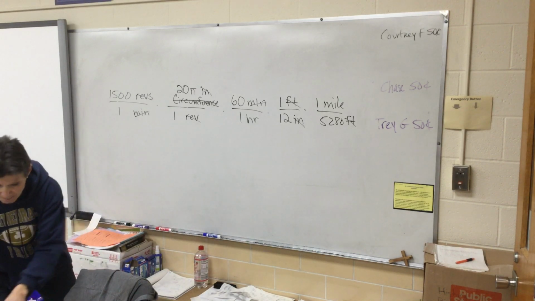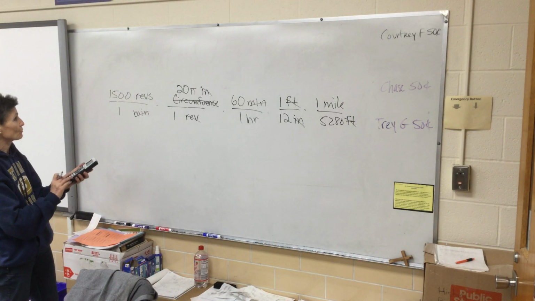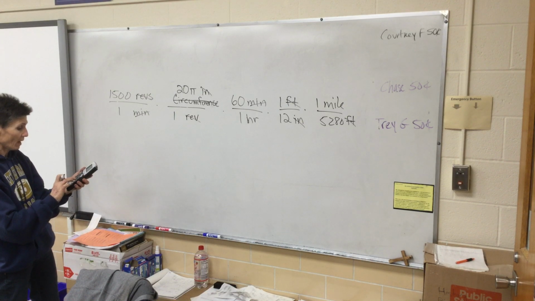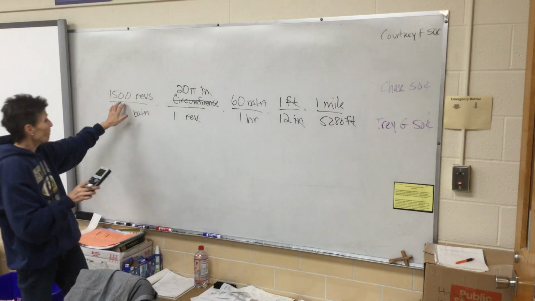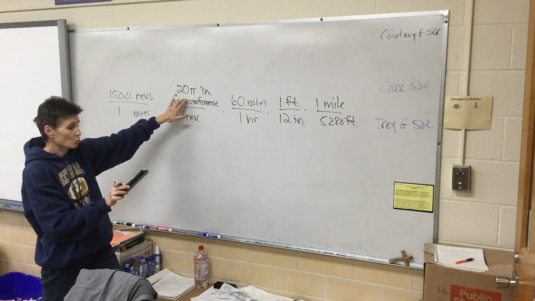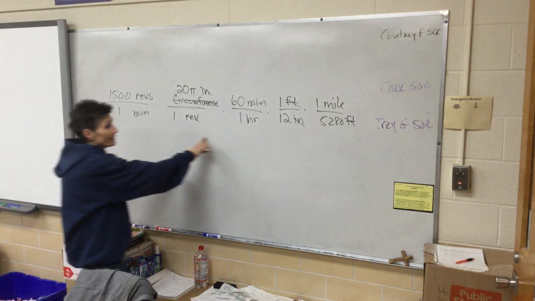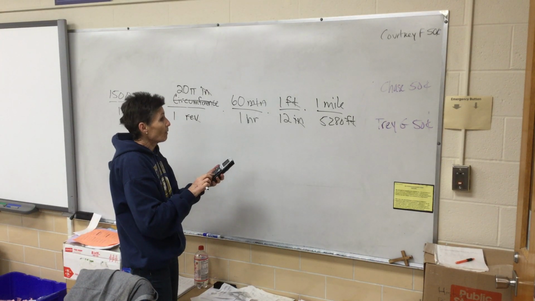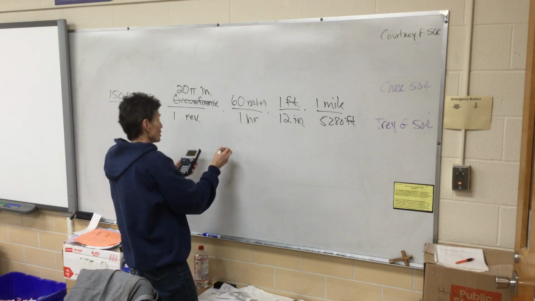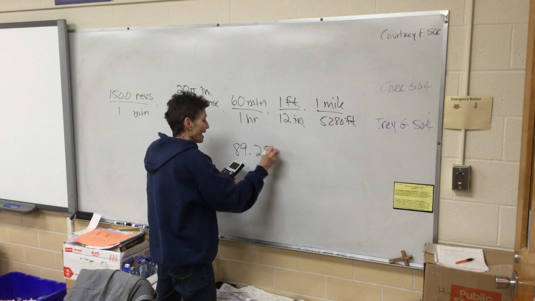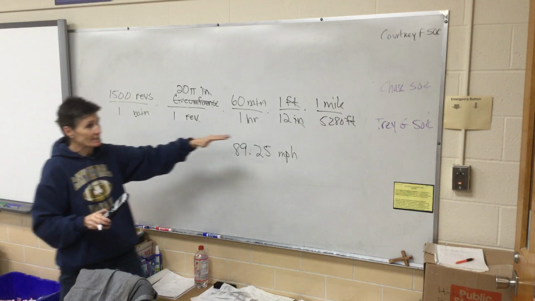So let's figure out how many miles an hour this thing is going. We'll take 1,500 times 20 pi times 60. I think that's all my numbers on the top. 1,500 times 20 pi times 60. And now I'm going to divide that by 12. And I'm also going to divide that by 5,280. So this thing is going 89.25 miles per hour.